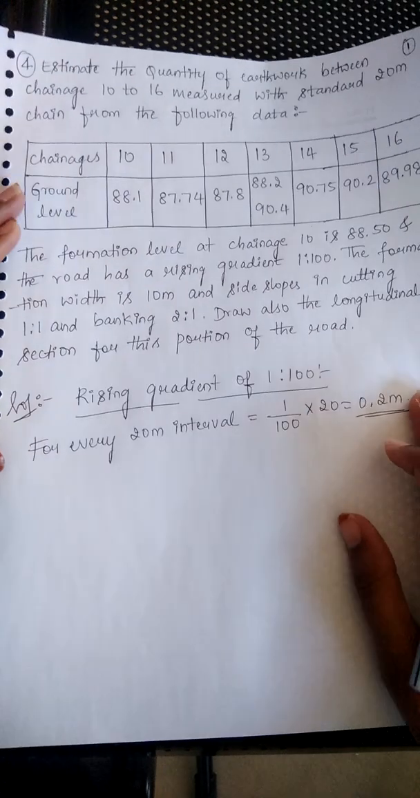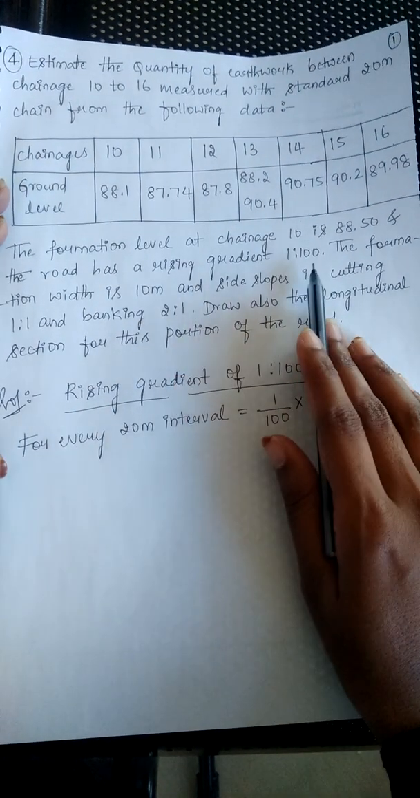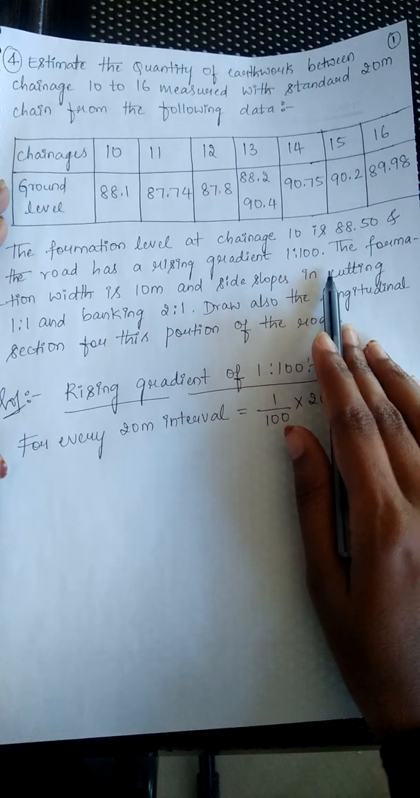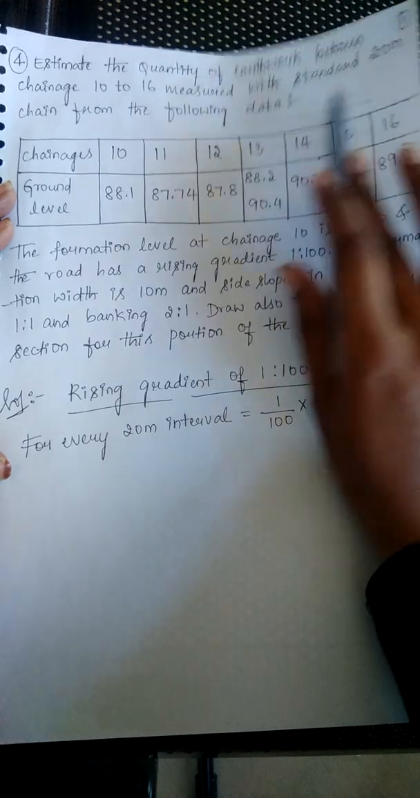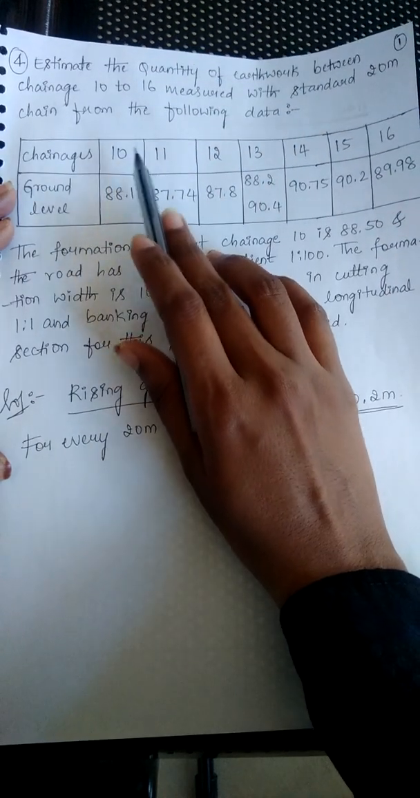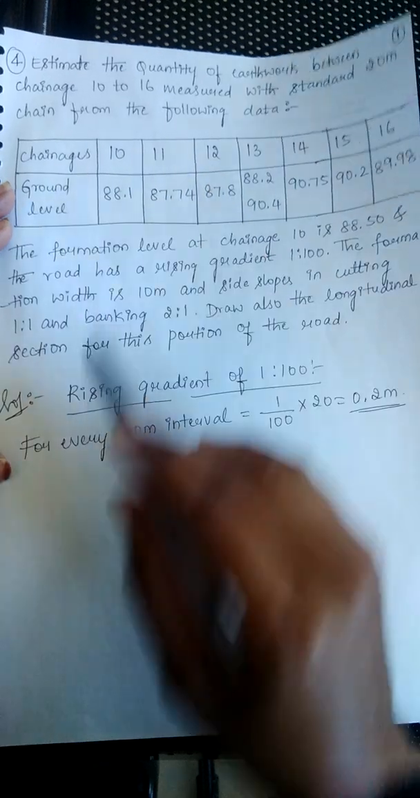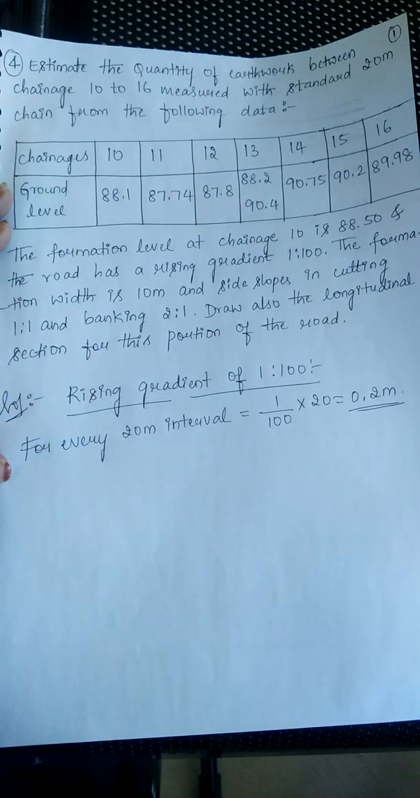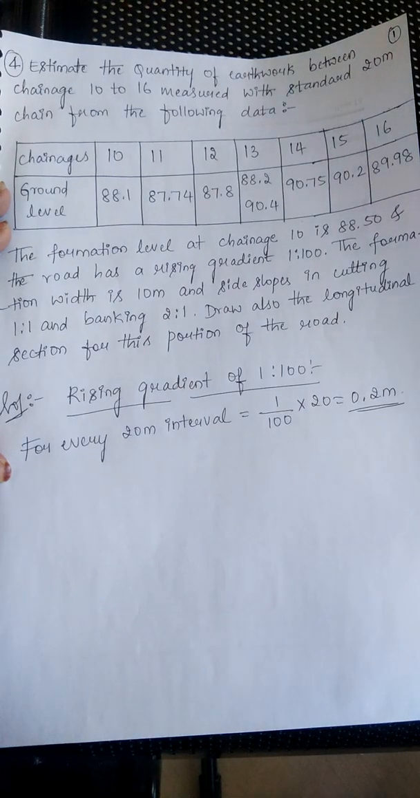The very first step is to find the height of the rise or height of the fall. To find that, you have to mention the gradient which is given to you. Here, a rising gradient of 1:100 is given, and the standard chain is of 20 meter. That means the distance between every chainage is 20 meter here. Hence, you have to find for every 20 meter interval what is the height of the rise or the fall which is taking place here.